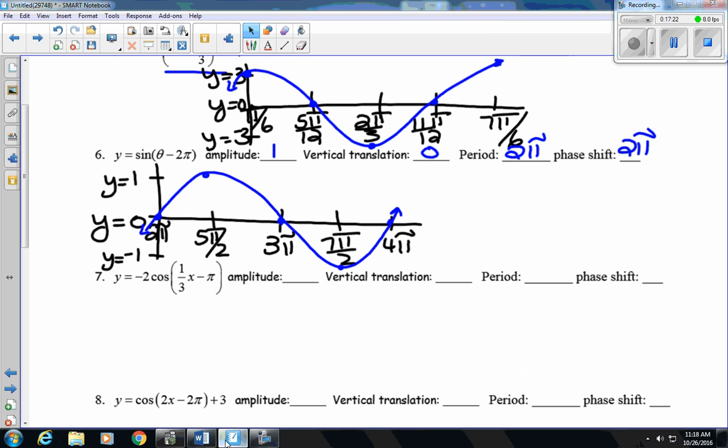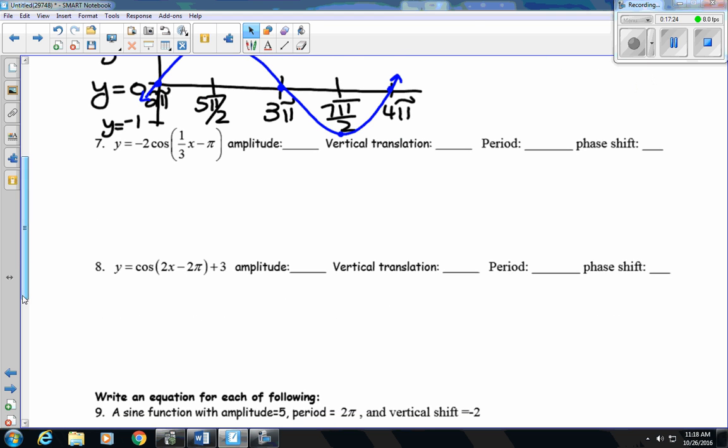Moving along. All right, so what do you notice about this graph? It is reflected. And so whatever you need to do just to make yourself aware when you go back and graph it that it does need to be reflected. All right, amplitude, 2. Do I have a vertical translation? No. Period.